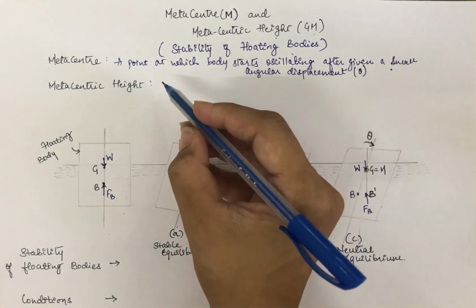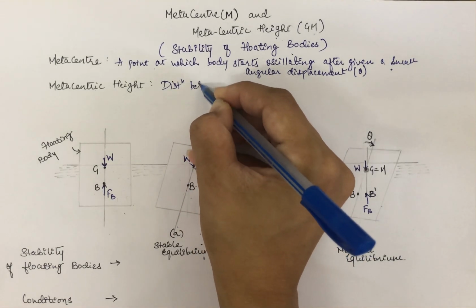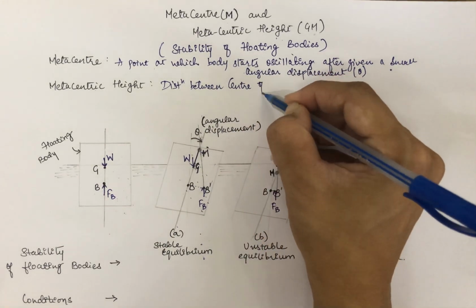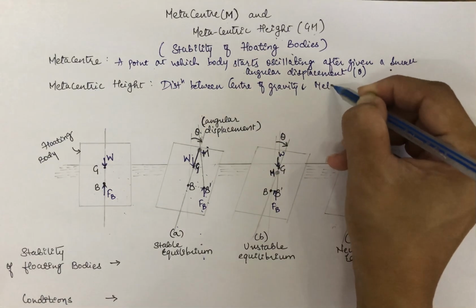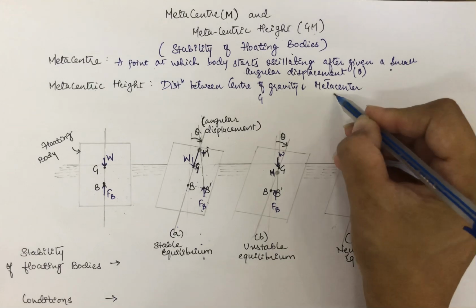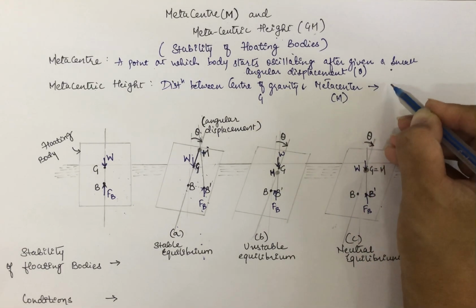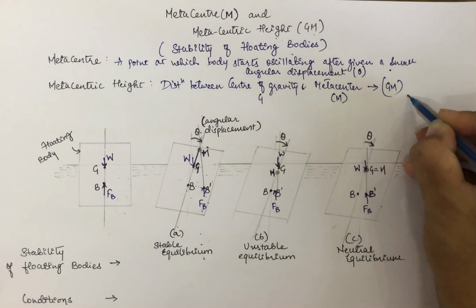So, metacentric height is defined as the distance between center of gravity and metacenter. So, center of gravity is G, metacenter is M. So, the distance between center of gravity and metacenter is referred to as metacentric height GM.